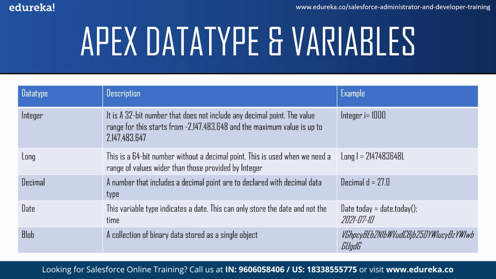Here is the example for the date data type. Date today is equal to Date.today function, and it will display the date in this format. First will be the year, then the month, and then the date. After this, we have a unique data type which is known as blob. Blob is basically a collection of binary data stored as a single object. And here is an example of a blob.